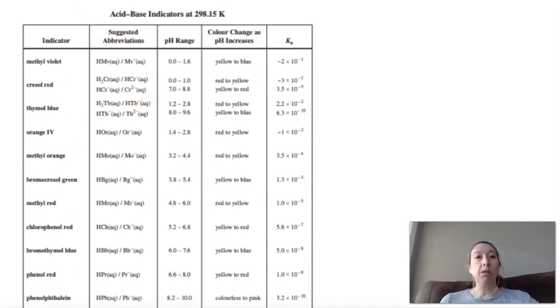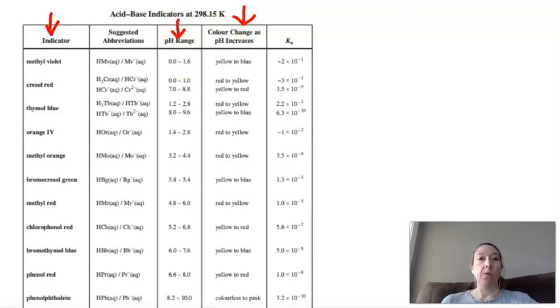The columns we are interested in at this stage are, first, the name. This column tells us what indicator we have, like methyl violet, cresol red, thymol blue. We're interested in the pH range, and you'll notice that different indicators have a different range. And then we're interested in the color change as pH increases. The other two columns of this table you'll use when you're in Chem 30, but we don't use them here.